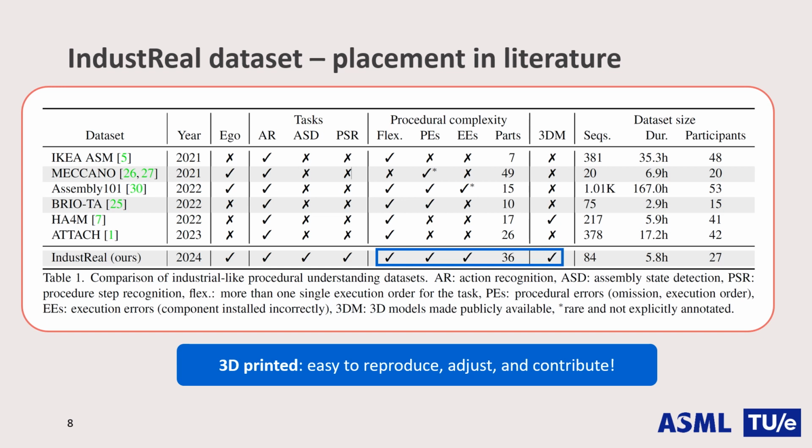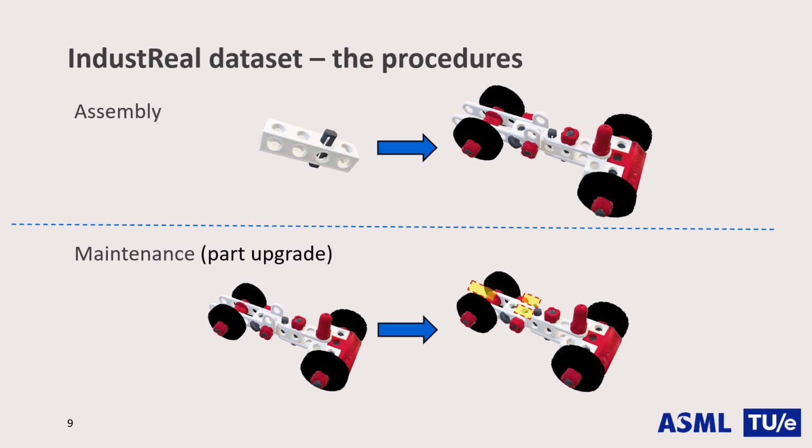Also, the IndustReal is entirely 3D printed, which means it is easy to reproduce, to adjust, and to contribute to. The IndustReal dataset contains two procedures. Firstly, we have the assembly procedure, as outlined at the top of this slide. Then we have the maintenance procedures, or a part upgrade, which is shown at the bottom.